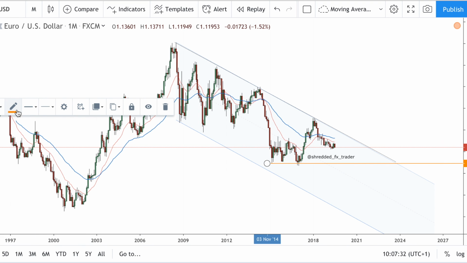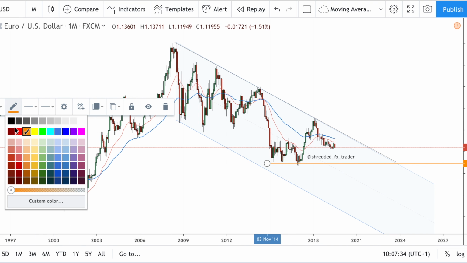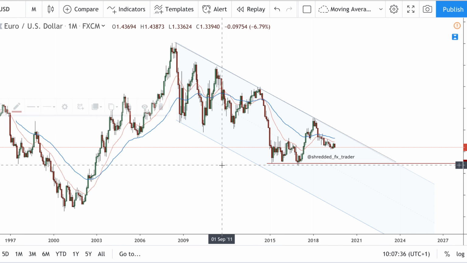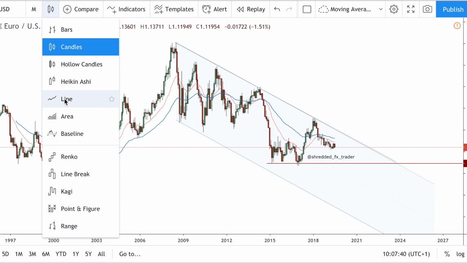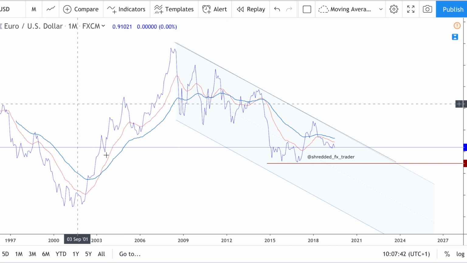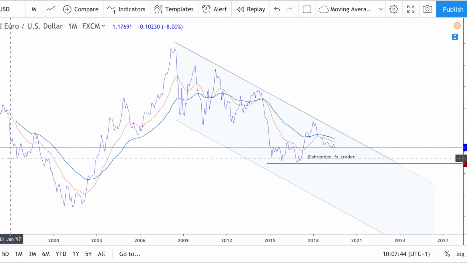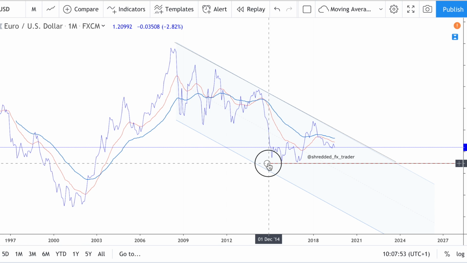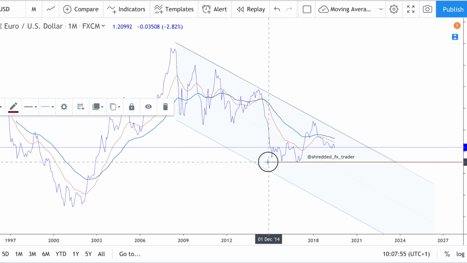Alright, I'm going to change that. I like to change my colors so I know which is which. Another aspect you can do is change to the line chart, and you can then try and get a more clear picture view. You can see if you look on the left here where the support and resistance levels are. You can then adjust and move them up.